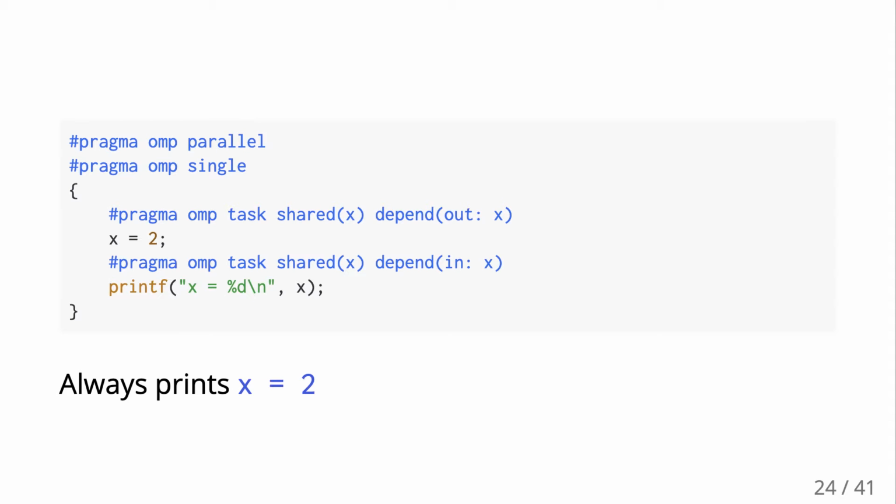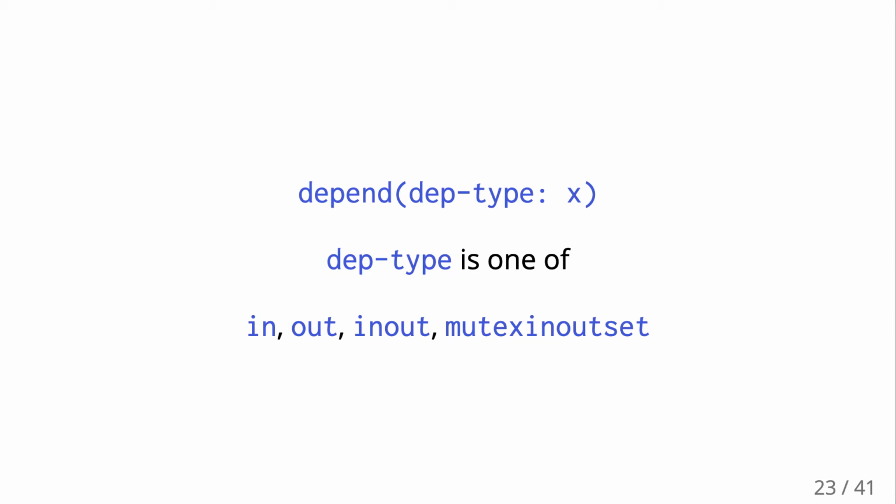Actually, the list of keywords was shown here. You have in, out. So this vaguely reflects: in means that, in order to start, the task needs the value of X to be up to date. If there were previous modifications to X, they need to be completed. So if there was another task that was modifying X, then that task needs to be done before the in task starts. And then out means that the task is going to modify the variable. In and out is doing both.